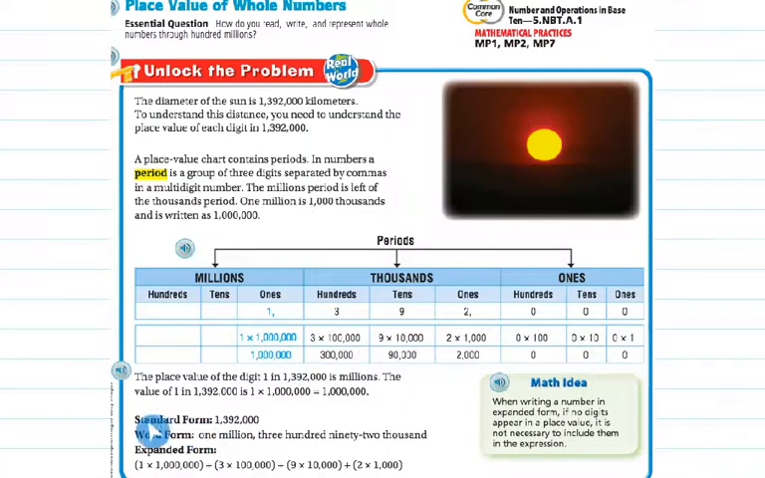So in standard form, we would write it simply as it looks numerically. In word form, we would write 1,392,000, because it's in the hundreds place, 92,000, because that is the place value which tells us the name.